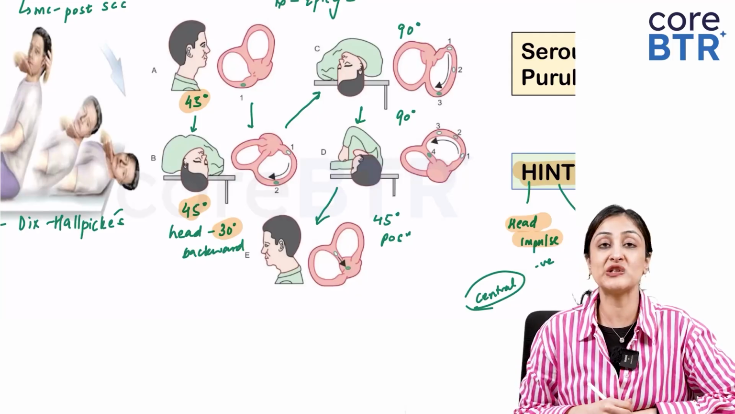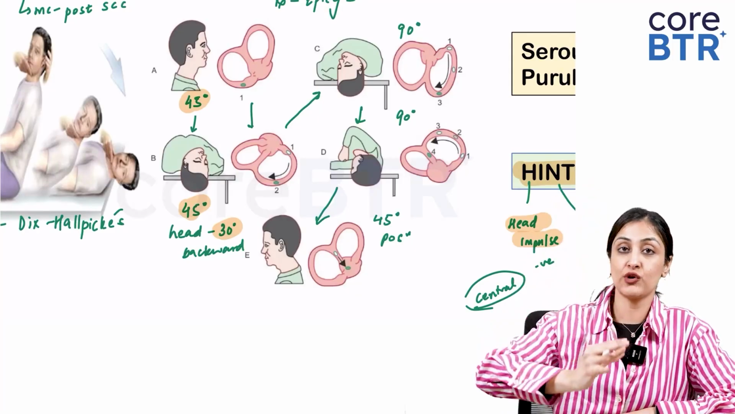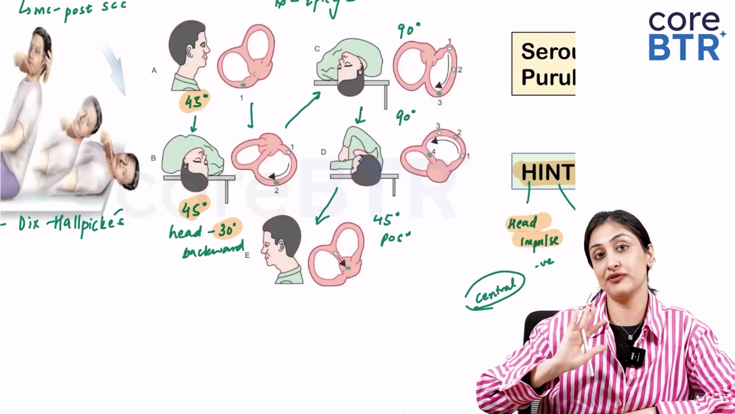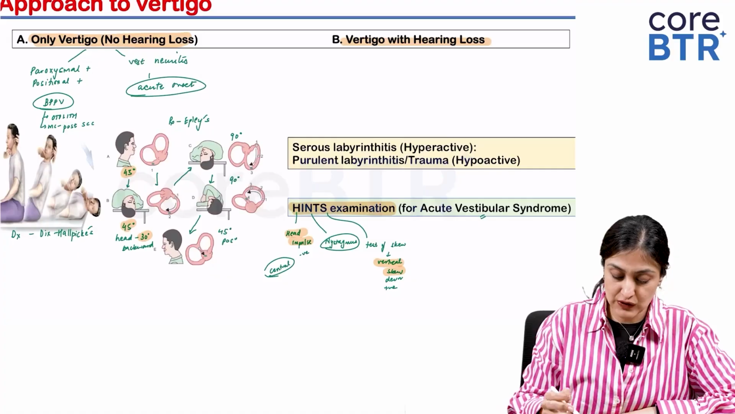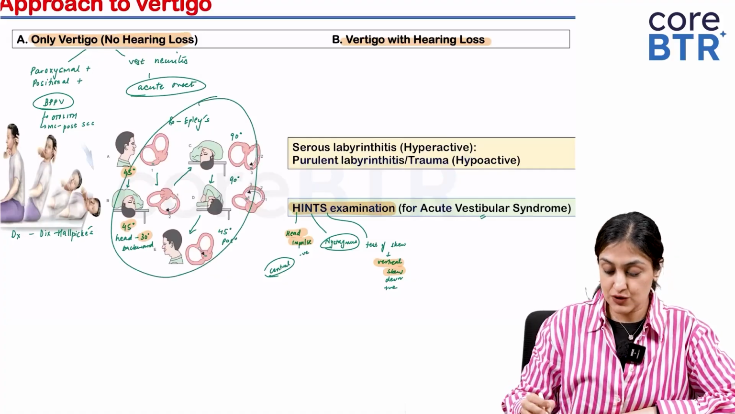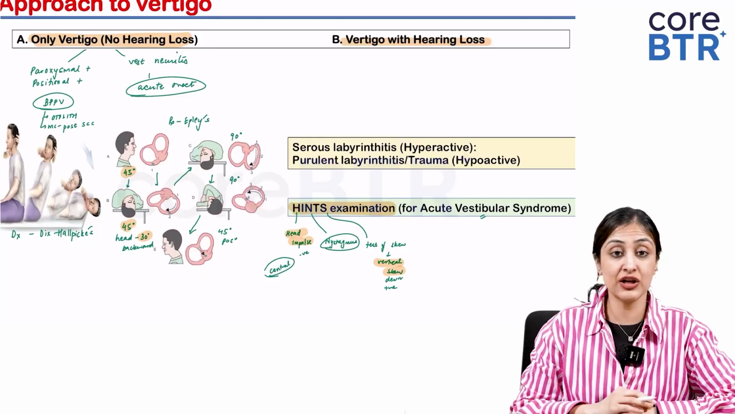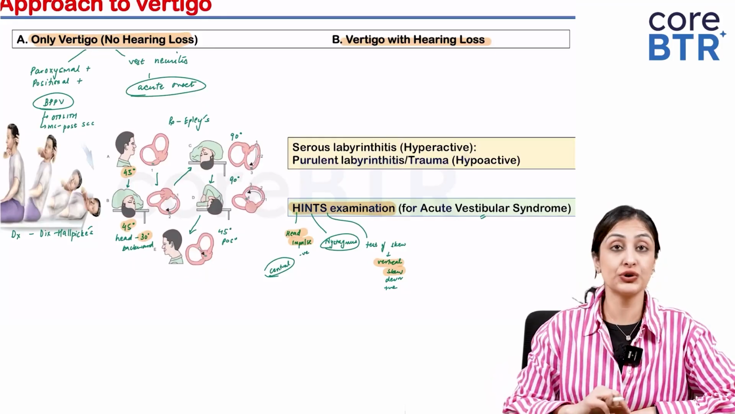So I want you to remember the sequence: 45, 45, 90, 90 and 45. In between, they can give you 30 degrees as the second one. So this is about Epley's. We have done Dix-Hallpike, we have done Epley's, only vertigo, no hearing loss.